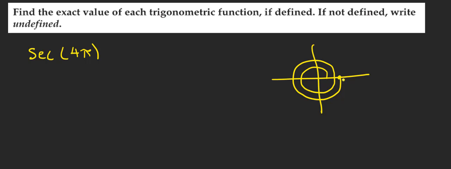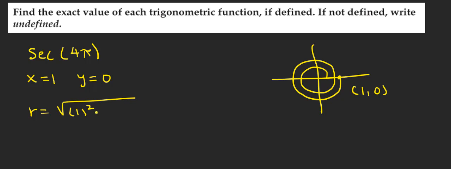Let's choose a convenient point. I would like to choose 1, 0. Again, you could choose 2, 0, 3, 0, or 10, 0. It doesn't matter which point you choose, as long as you choose any point on the terminal side. But 1, 0 is a nice convenient point to use. So what is x? x equals 1, y equals 0. Therefore, r is the square root of 1 squared plus 0 squared. You get 1.